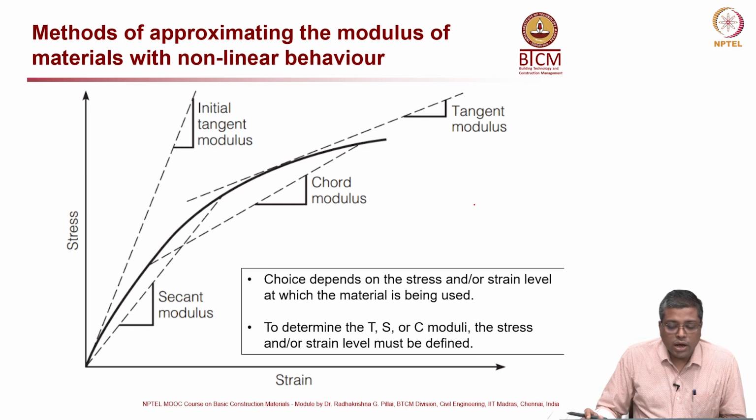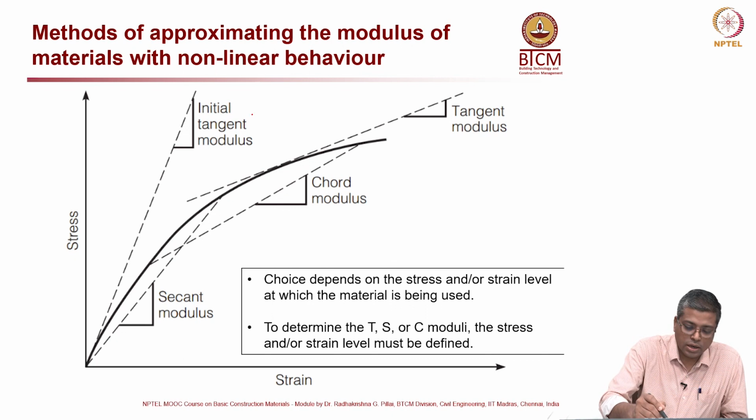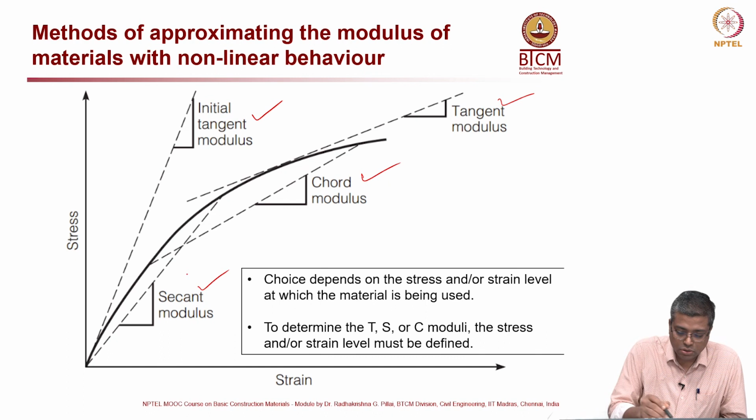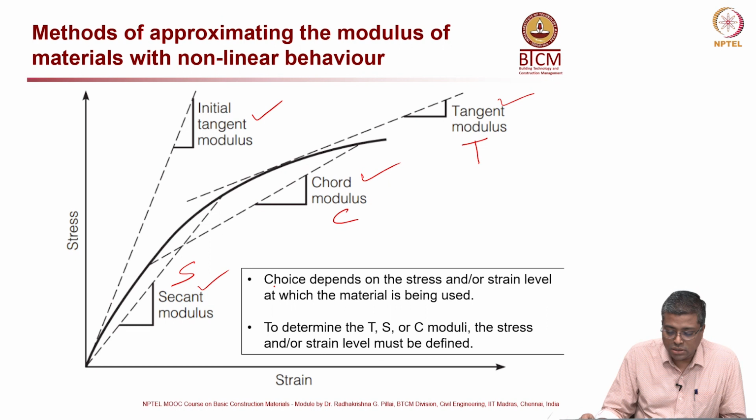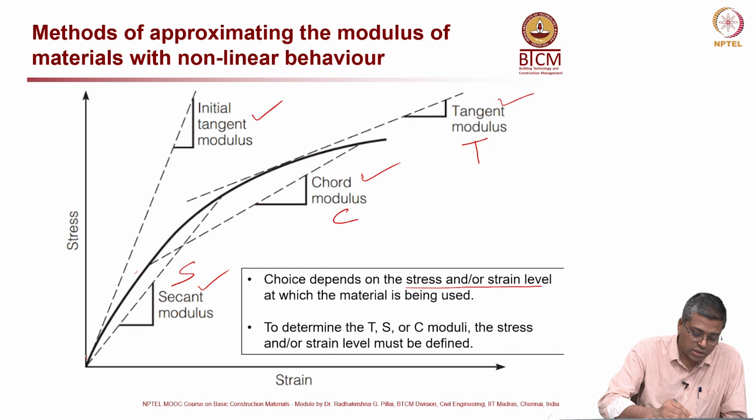Now, how do we get some numbers for design purposes based on this elastic behavior? There are different moduli which we consider: initial tangent modulus, secant modulus, chord modulus, and tangent modulus. Now, how do we choose considering all this? That depends on the stress or strain level at which the material is being used. You can see the stress strain graph here, this thick black line.